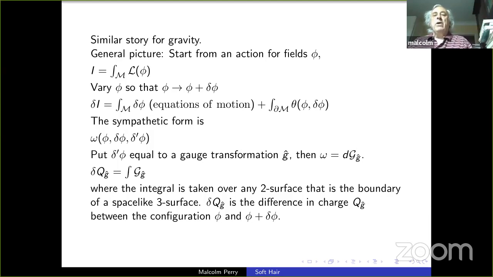You can do this kind of construction for the electromagnetic field and reproduce the charges that we just had earlier, or you can do it for the gravitational field, in which case you'll find at infinity supertranslation charges and superrotation charges. If you did it on the horizon, you would find a collection of softer charges.